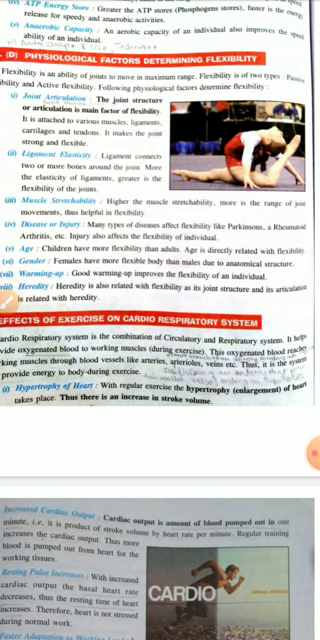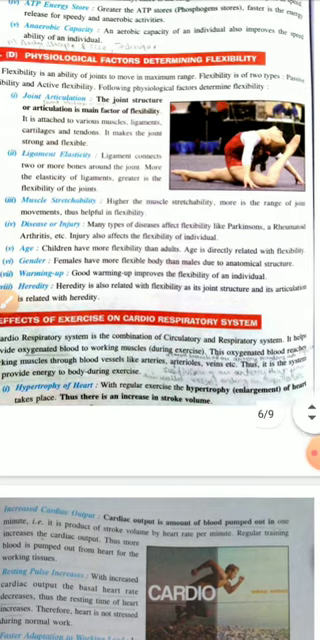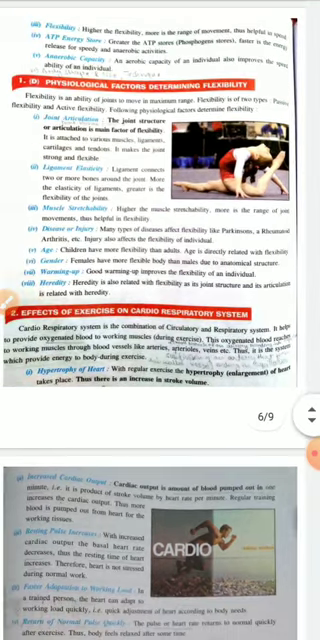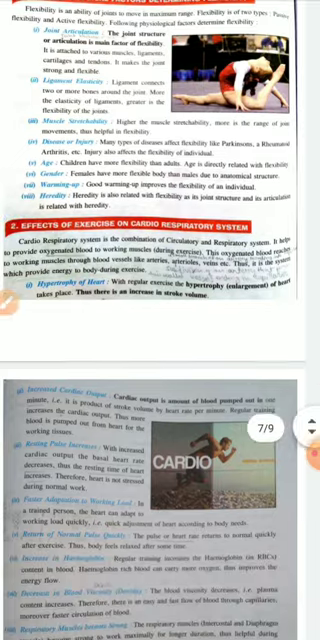Heredity. Heredity also determines flexibility, as joint structures and articulation are related to heredity. Heredity means what you get from parents to the next generation. It is also a factor for determining flexibility.